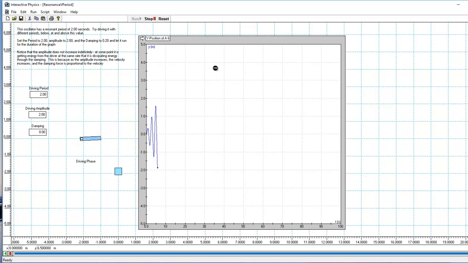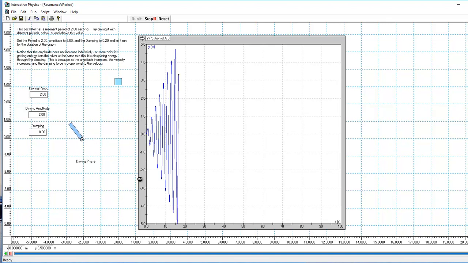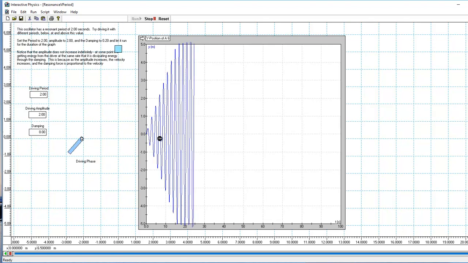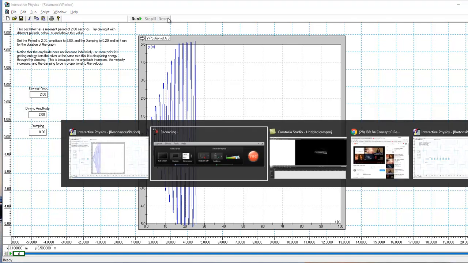So the concept of resonance is simply that we're driving the system at the rate at which it wants to go. Look at this thing. It's just going to go crazy. We're going to break it. It's going off the graph. We're just adding more and more energy to it every time. All right, I'm going to stop that. That's crazy.